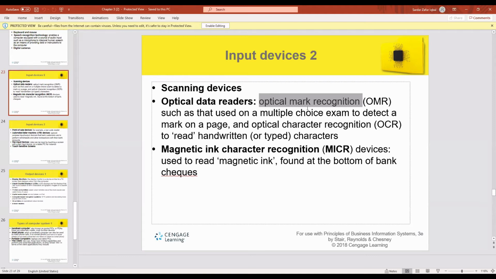We have some other devices, magnetic ink character recognition devices, used to read magnetic ink found at the bottom of bank checks. Special kinds of ink are used in many documents, in government especially, so they can recognize them, and in the banking sector of course, where financial matters are very important, they usually use this kind of technology for improving quality and security.